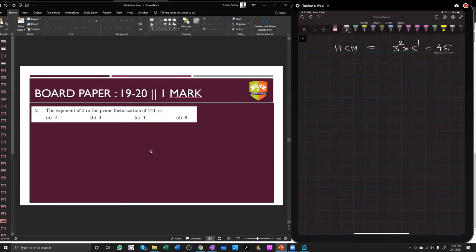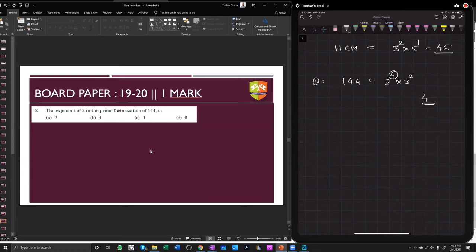Exponent of 2. 2 to the power 4. Yes. 16 into 9 is 144. So these questions, you should not make mistakes at all. So 144 is 2 to the power 4 into 16 into 3 square. 16 9s are 144. Understood? The answer is the exponent of 2 in the prime factorization of this. So 4 is the answer.